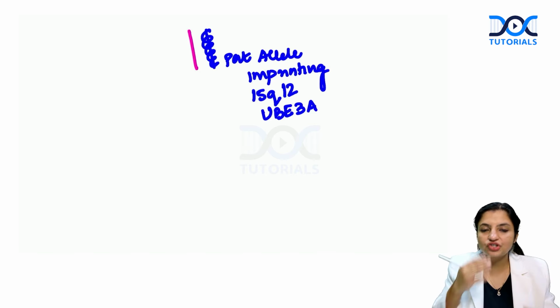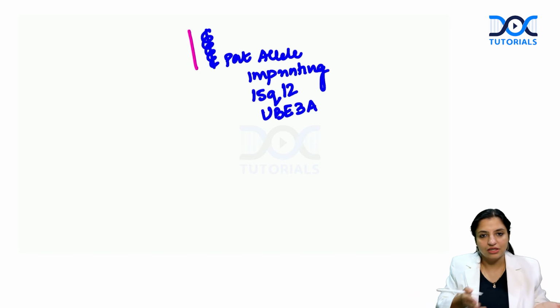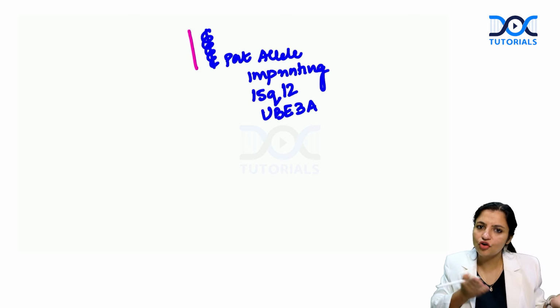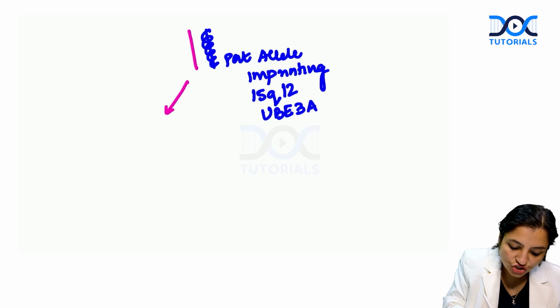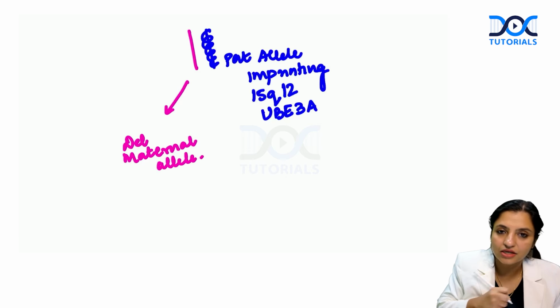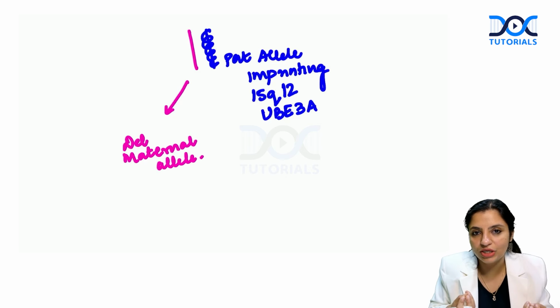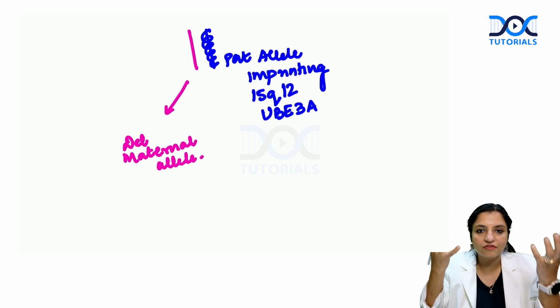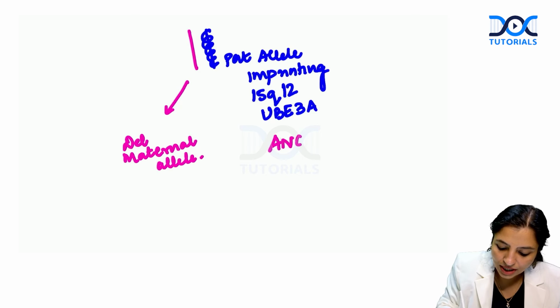Okay, so that means the child has no option but to express the allele from the maternal side. So the child is expressing UBE3A from the maternal side. Now the problem occurs when there is deletion of the maternal allele. If the maternal allele gets deleted, the child will have no UBE3A. This will alter the synaptic functioning in the brain, and this will cause a syndrome called Angelman syndrome.